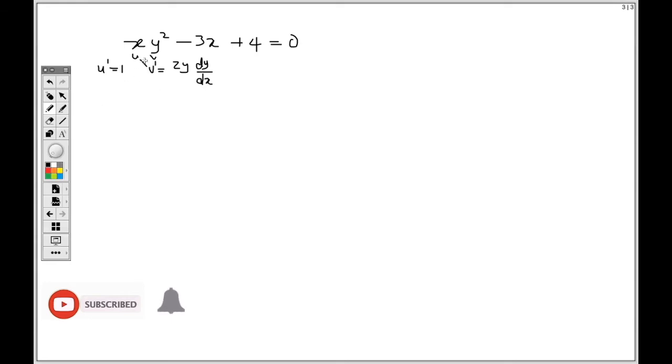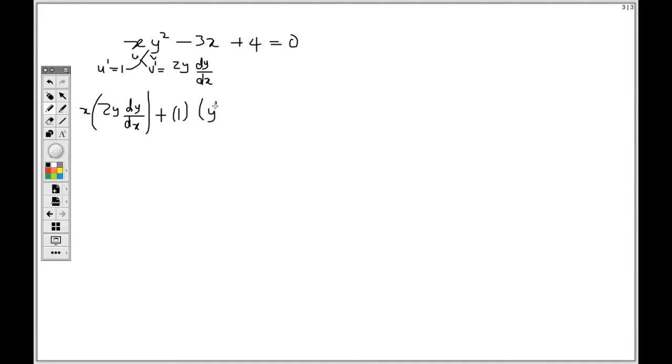Now, product rule, so it's u times v prime. So I'll have x times 2y dy over dx plus u prime times v, so that would be 1 times y squared. Next, differentiate the rest ordinary, minus 3x. Differentiate this to get minus 3, and a constant gives us 0 equals 0.